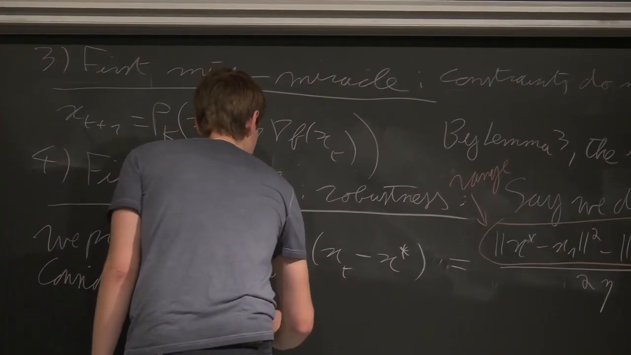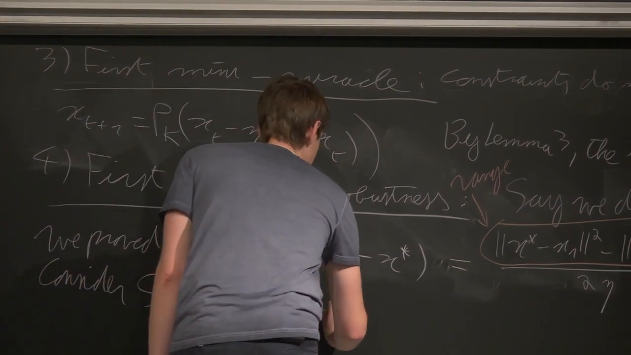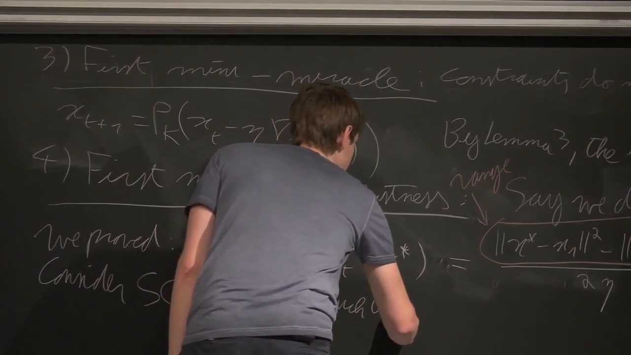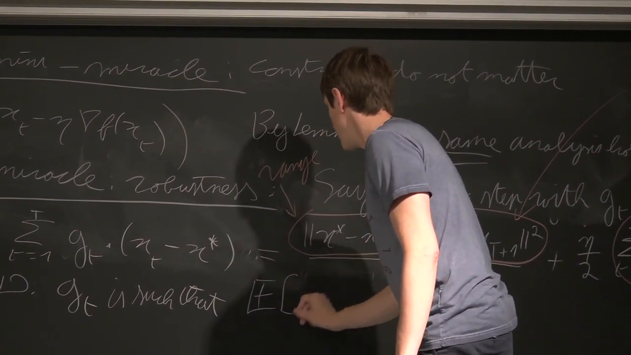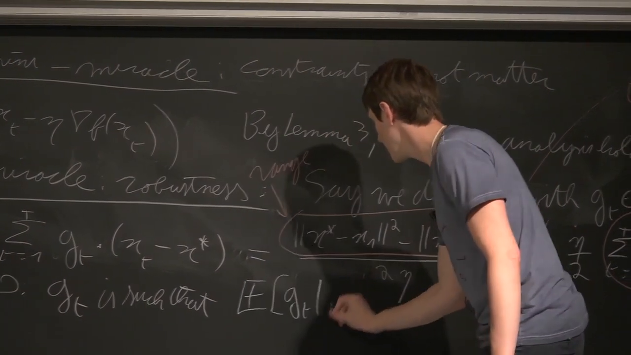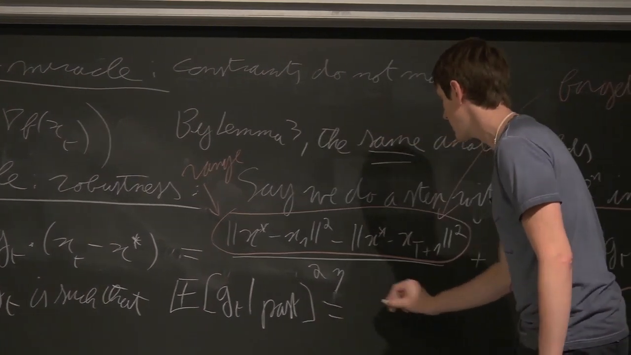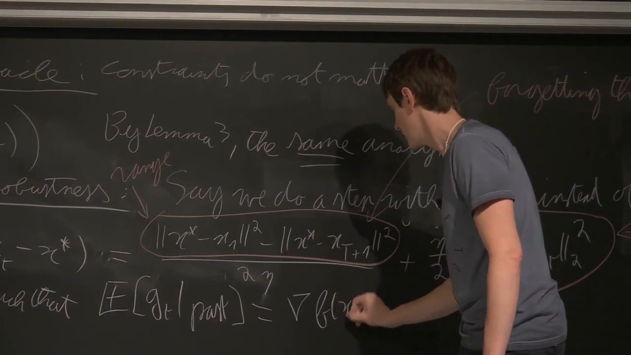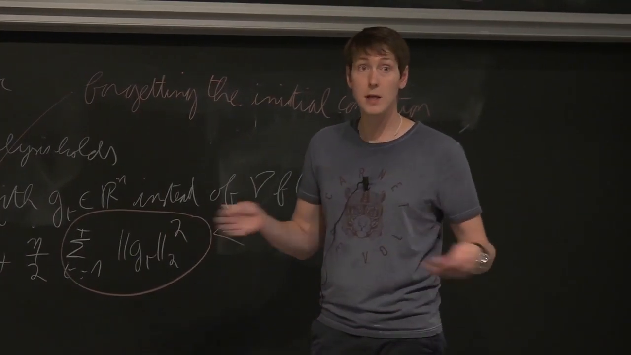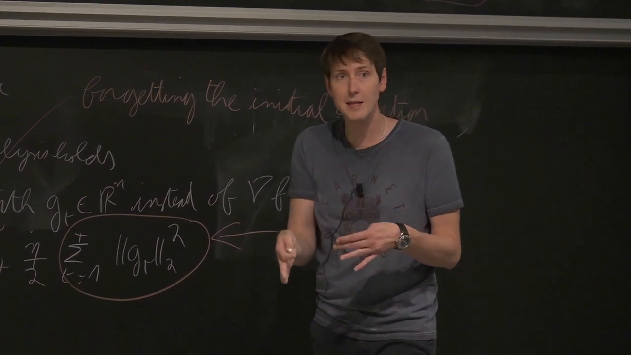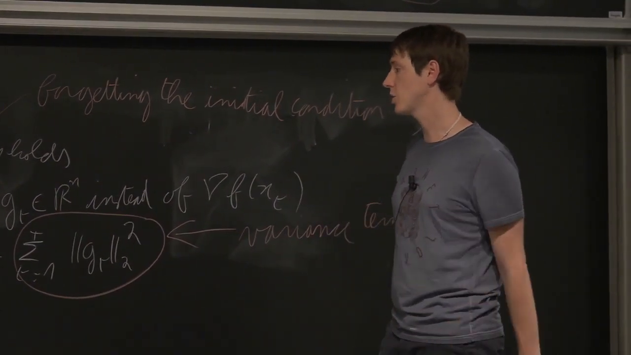So g_t, let's say g_t is a random variable such that the expectation of g_t, conditionally on the past, so everything that you have observed up to time t, is the gradient of f of x_t. So you observe the gradient plus some noise. You're not stepping in the right direction, you're stepping in some random direction, which is in expectation the correct direction.